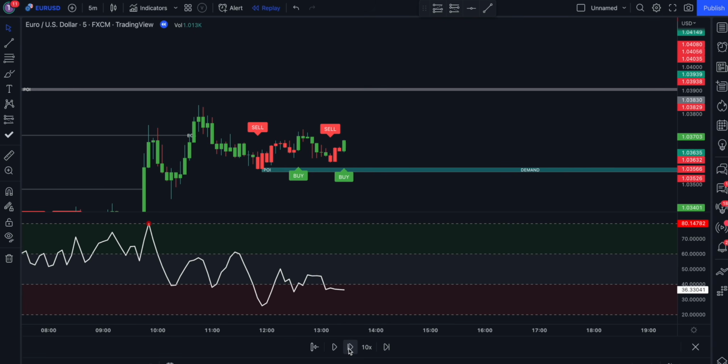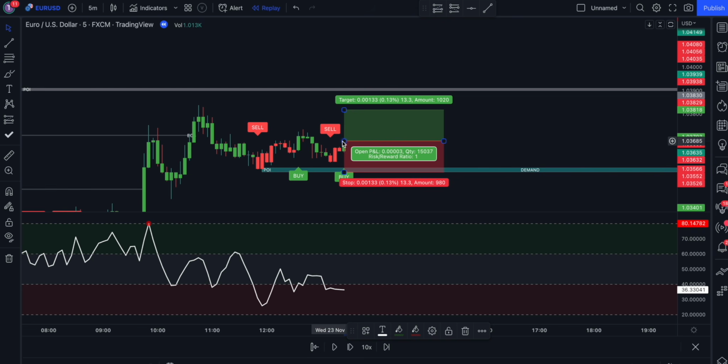Second condition, the indicator must print a buy or a strong buy signal. And finally, at the time the signal is issued, the money flow index must be oversold. This means that the white line must be inside the red zone. If these conditions are met, a buy order will be placed at the close of the trigger candlestick. The stop loss will be placed slightly below the demand level.